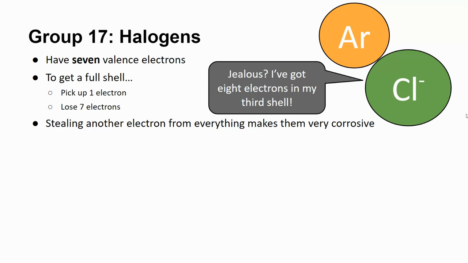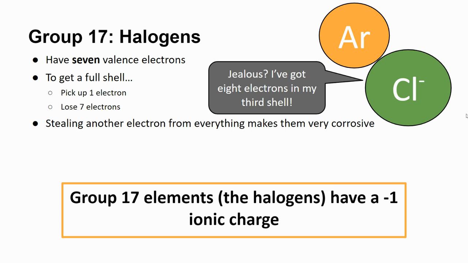And for example, you've heard of table salt, which is sodium chloride. The reason why that forms is chlorine will take an electron from sodium, and now each of the elements are, quote unquote, stable, but now they're also oppositely charged and therefore attracted to each other, therefore forming salt. So on your periodic table, note the group 17 elements as the halogens and write that they have a -1 ionic charge.